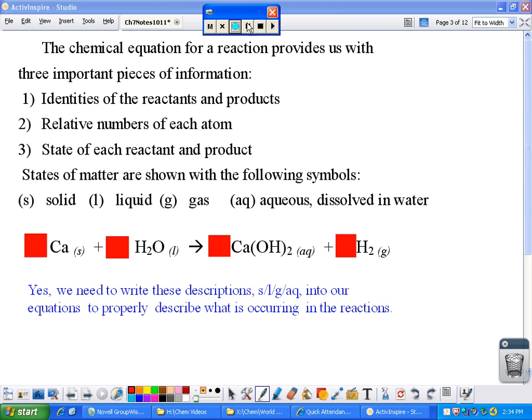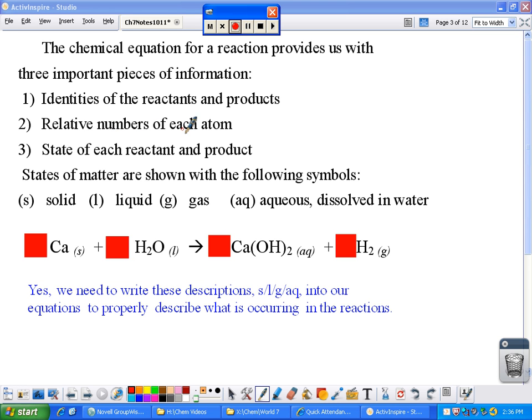That's why I did that. So every time we do one of these reactions, we need to make sure three things. We need to make sure that we have the identities of the reactants and products correct. So if we're supposed to be making carbon monoxide, then the formula needs to be for carbon monoxide. What's the formula for carbon monoxide? CO. You can't do carbon dioxide if you're supposed to be writing down carbon monoxide.